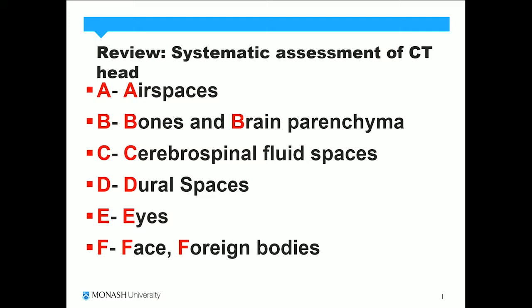Just a reminder again, from what we did in the review system with head trauma, that with CT head, you have the air spaces, bones and brain parenchyma, the cerebrospinal fluid, dural spaces, eyes, face, and foreign bodies. And that allows you, if you use the A, B, C, D, E, F, to appreciate a systematic way of looking at CT scans.